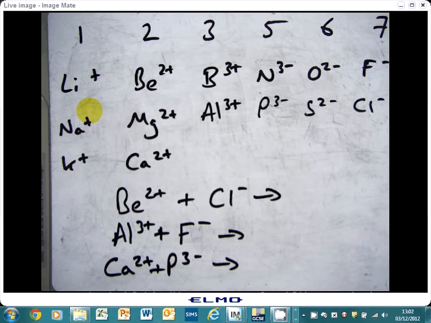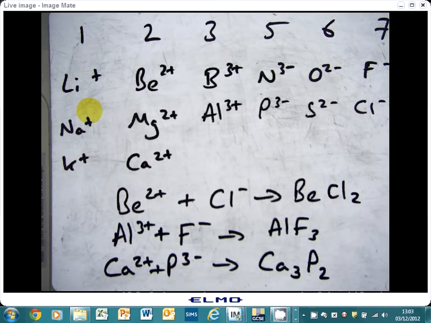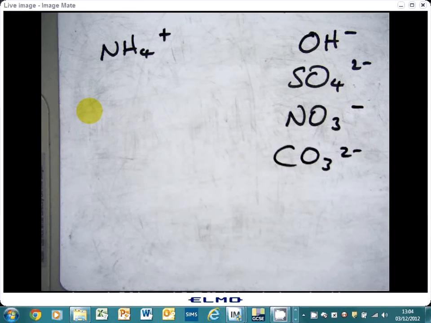Pause the video and have a go at these 3 different compounds. So 1, beryllium chloride, 2, aluminium fluoride, and 3, calcium phosphide. Answer in 3, 2, 1, 0. How did you do? If you got any wrong, or if you're still not sure, come and see me and I'll go through it with you.